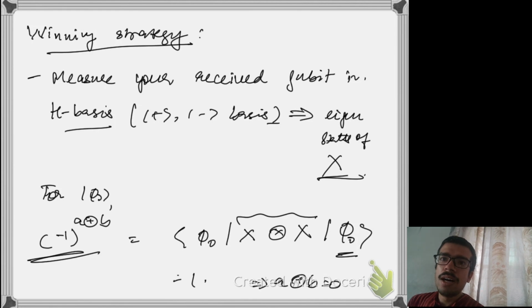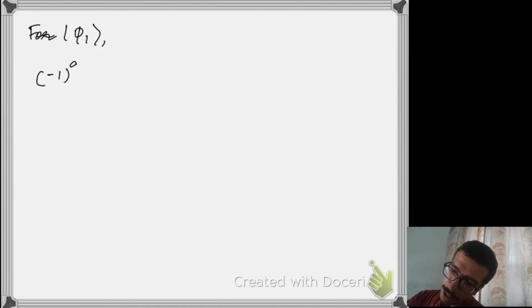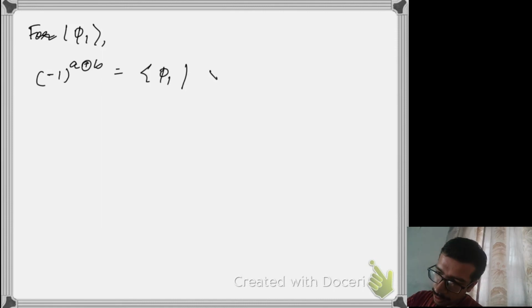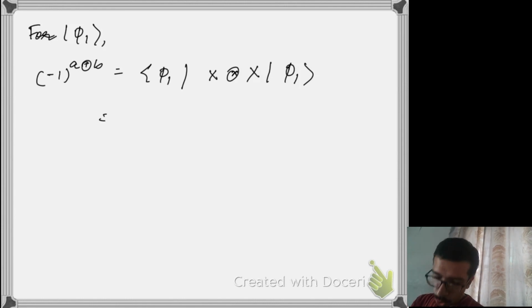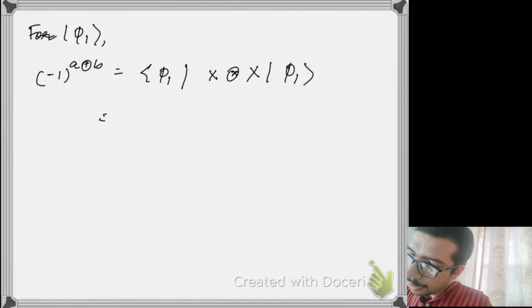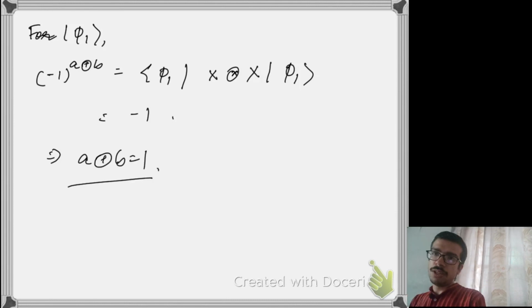Now let's look at the case when they have received ket phi 1. For ket phi 1, we have that minus 1 to the power of a XOR b is going to be the expectation of ket phi 1, X tensor X, ket phi 1, right? You can again substitute the state for ket phi 1, and you will see that this is going to be minus 1, which means that a XOR b here is going to be 1 instead of 0.